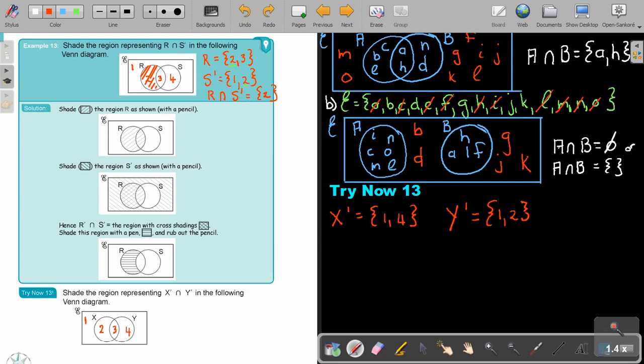Okay, and then I'm going to say X complement intersection with Y's complement. Okay, now what is in both? Now if I look, I can only see that 1 is in both. Do you see that? So I will just shade, but 1 is representing this area.